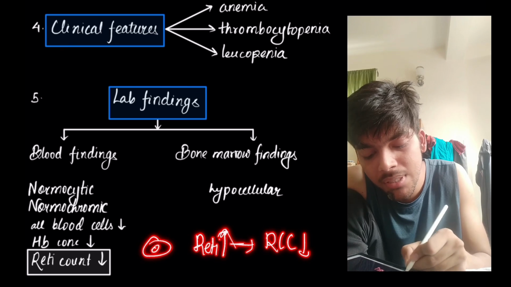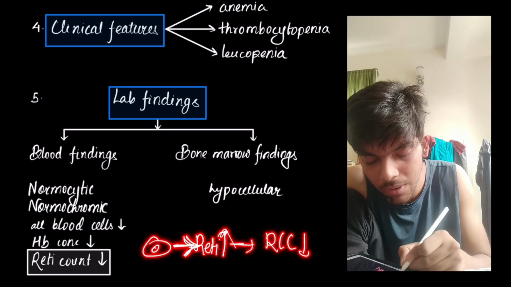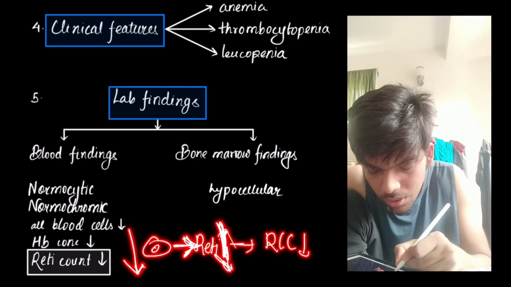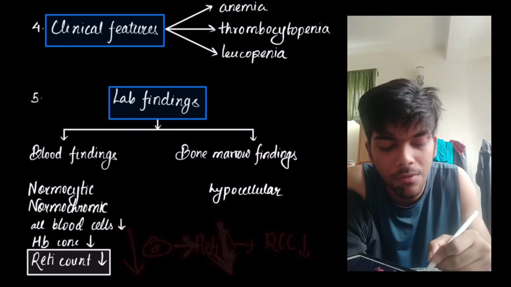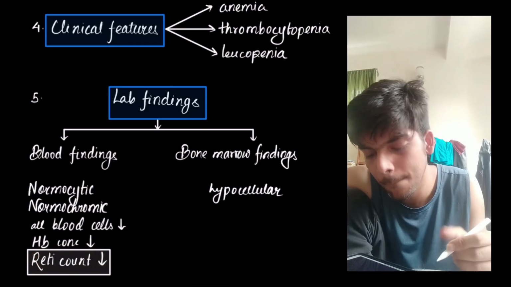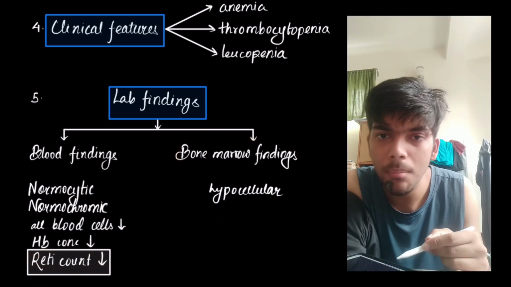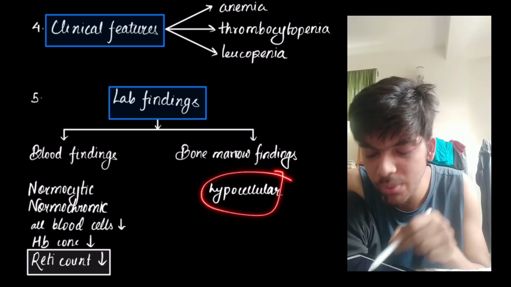But then the number of cells responsible for the formation of reticulocytes itself decreases. So basically the reticulocyte count also decreases. So there is a decrease in the number of reticulocytes. Bone marrow findings: you see that the bone marrow under a microscope shows hypocellularity.